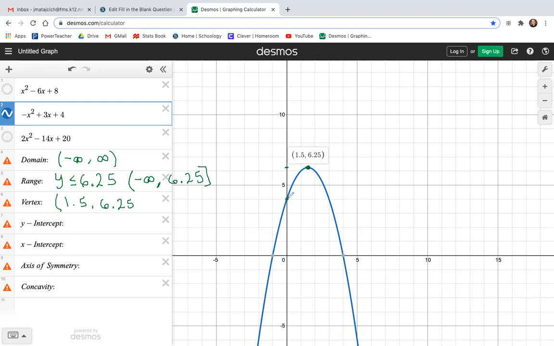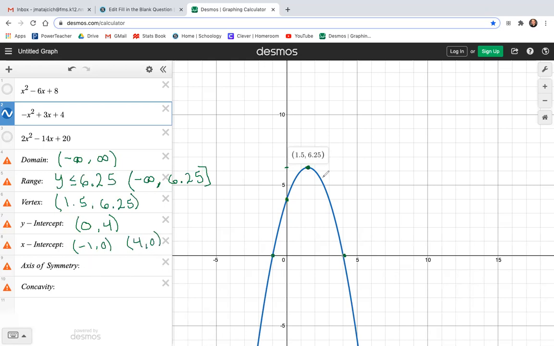The y-intercept, where is it crossing our y-axis? That is right here. Again, that's a point, so that would be (0, 4), an ordered pair. The x-intercepts, we have two of them, one right here, one right here. And those are also points. So our first x-intercept is at (-1, 0). The other x-intercept is at (4, 0).